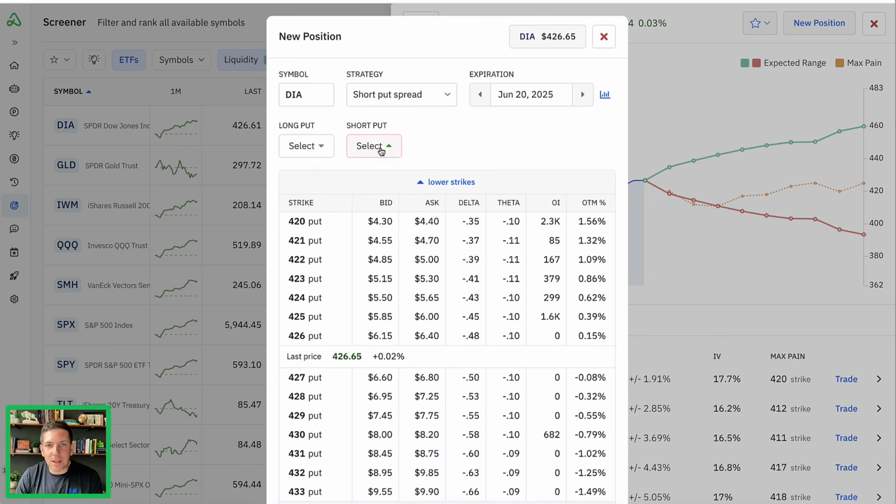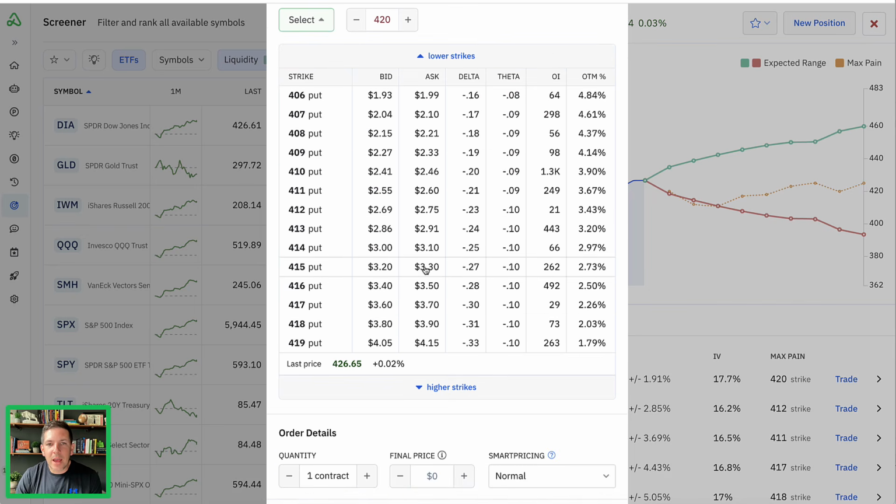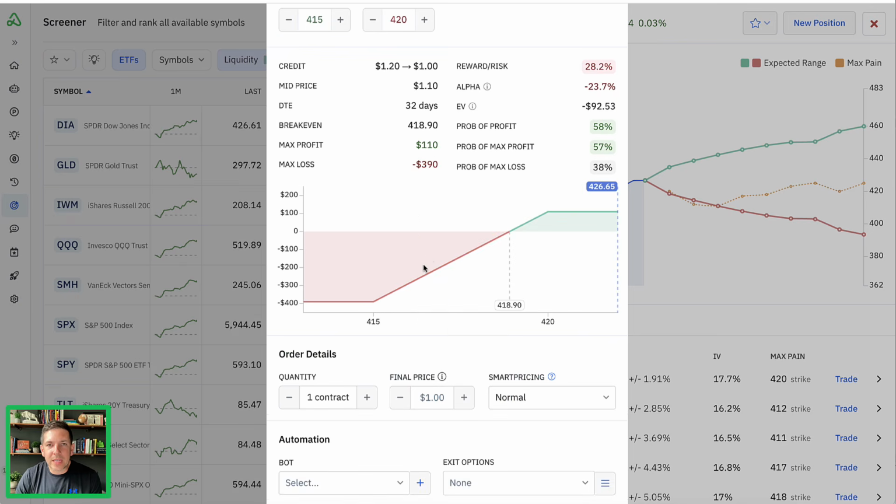And now we have to select our short strike. So if we select something that's down below where the stock is trading, notice the stock right now is trading at 426 and change, maybe we select the 420. So this is out of the money here. And then what we do is we go down a little bit further from 420 and we're going to buy, let's say, the 415. Okay, so now we do that.